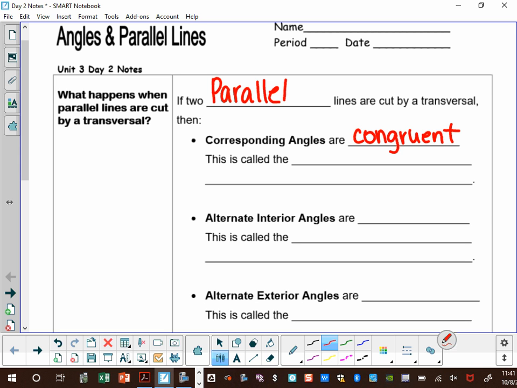This is called the corresponding angles postulate. Don't complain about how much you have to write. You don't know that word yet, but you will. Okay, so for now, these are just your reasons why 2 angles are congruent if they're cut by a transversal. Just write it down.